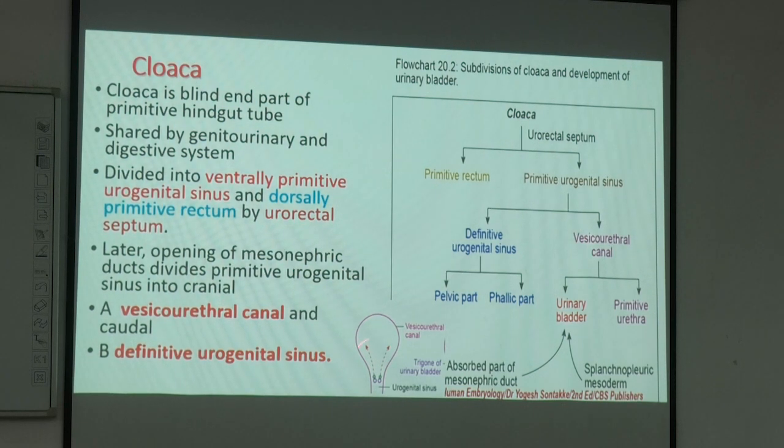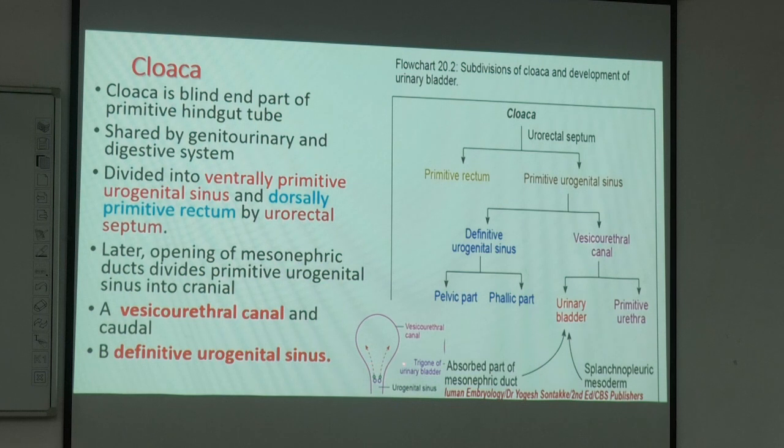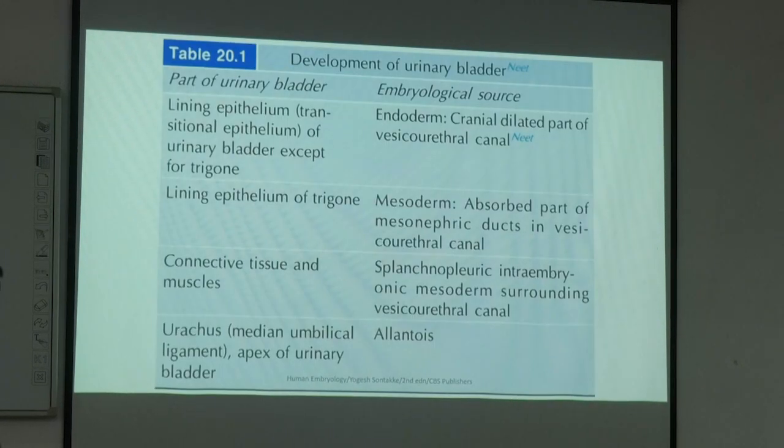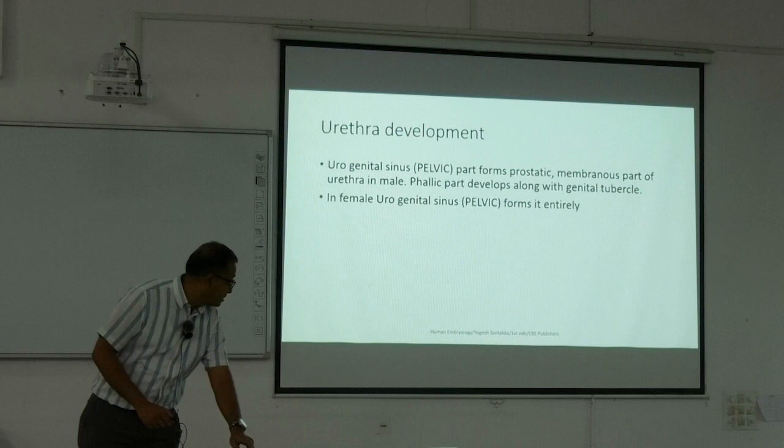The lower part, we call the pelvic part, and then further down, we call it the phallic part. From this pelvic part of the urogenital sinus, the parts of the urethra developing are the prostatic part and the membranous part, or the deep pouch part. And this phallic part develops from the stimulation coming from the genital tubercle.